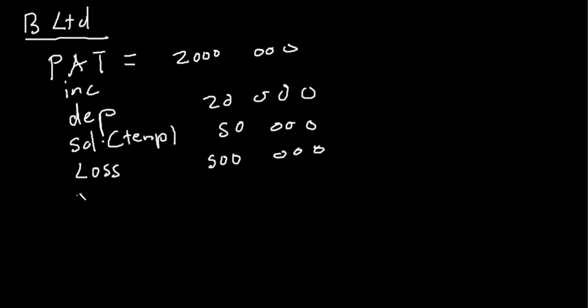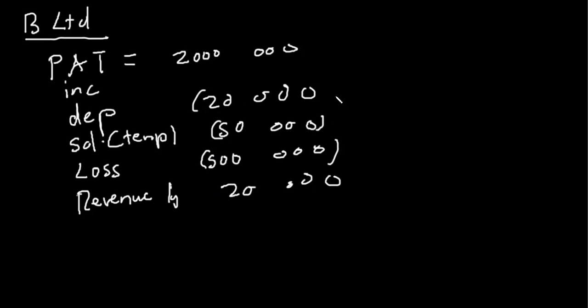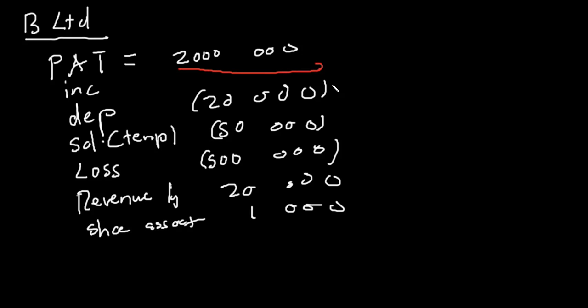We were also told there was revenue from a contract that was for 1 year, and the contract value was 20,000. So we'll just make the costs in brackets here, so that they are not confusing us. And then we're also told that we've got a share in associate profit, and that's valued at 1,000, sorry. So the entity has a profit after tax of 2 million. These are the items that have been included inside the 2 million. Cool.